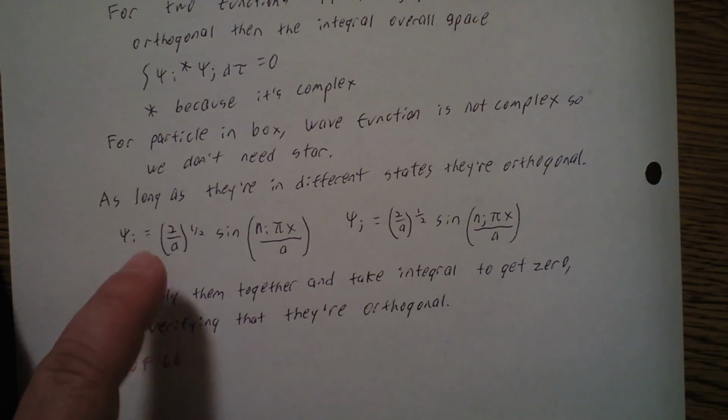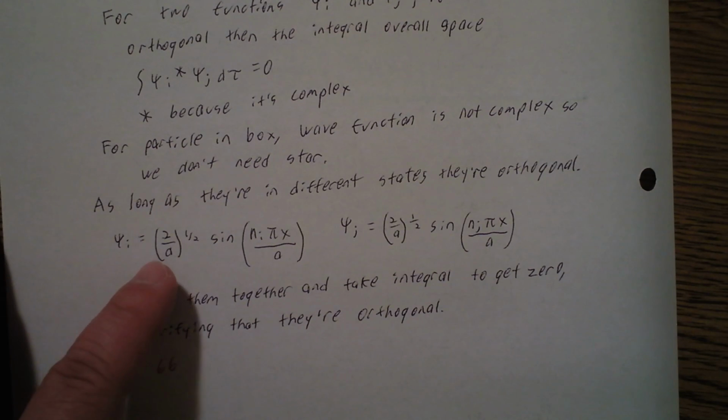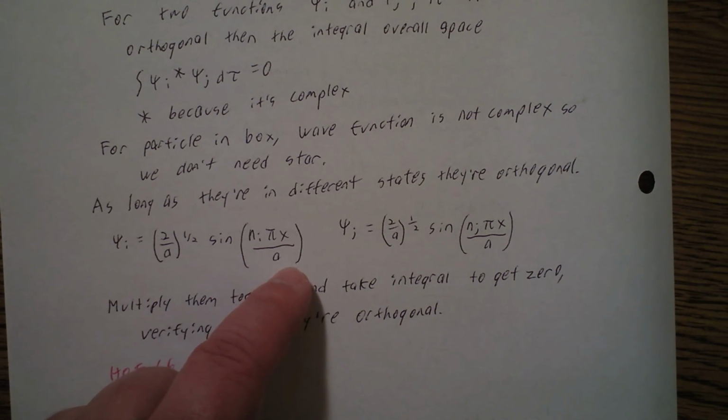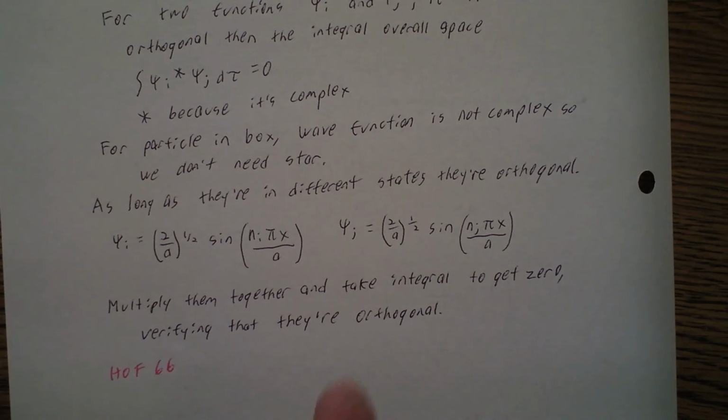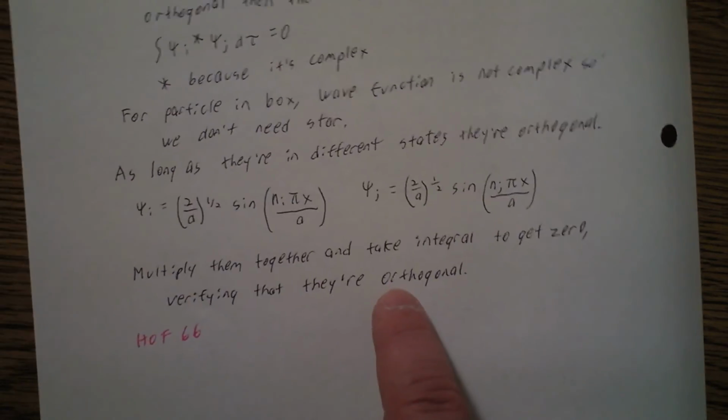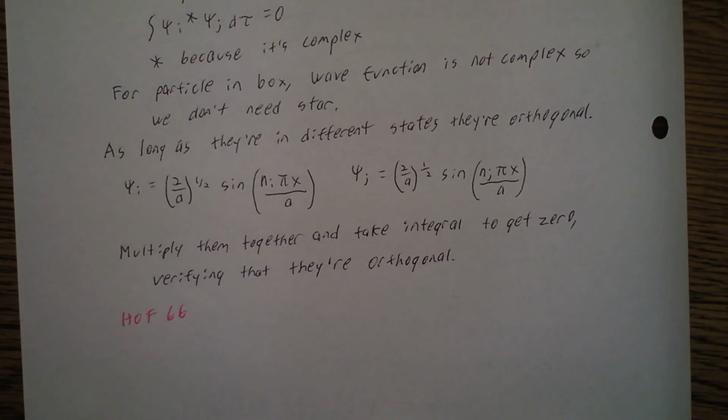So we get psi i is equal to the square root of 2 over a, times sine of n i pi x over a, and psi j is equal to the square root of 2 over a times sine n j pi x over a. So if you multiply them together and take the integral to get 0, you can verify that they're orthogonal.